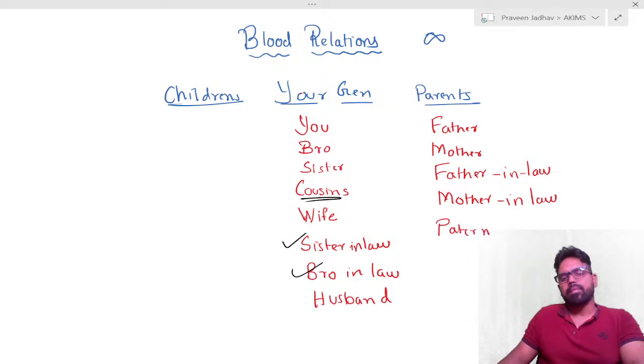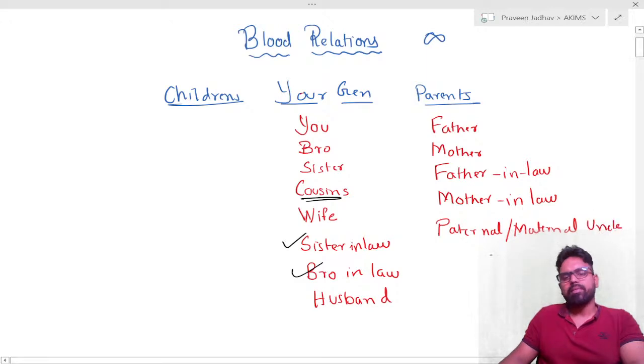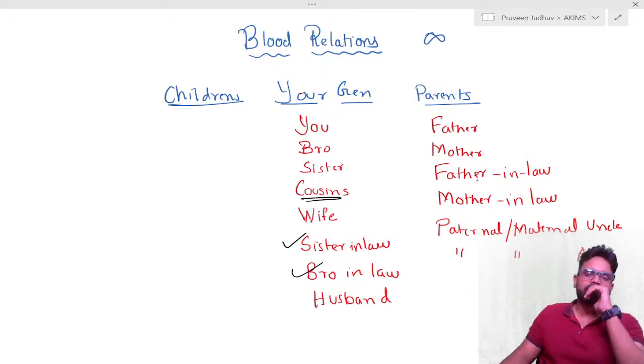Paternal and maternal uncle. Paternal and maternal aunt will come. Who else will come? That's it. Now in children's generation, who all will come?